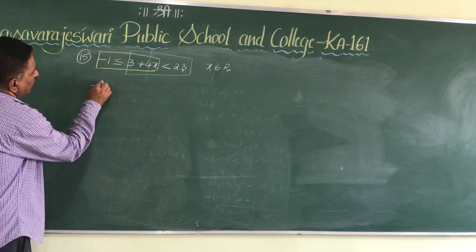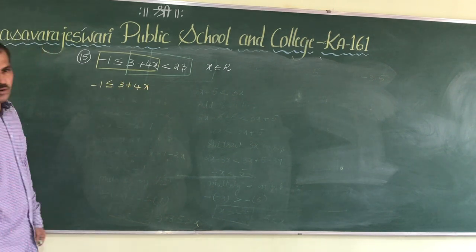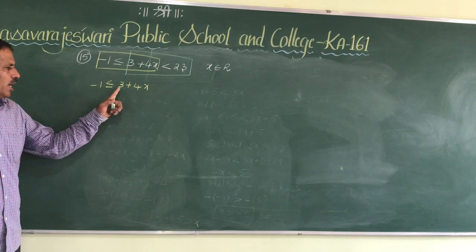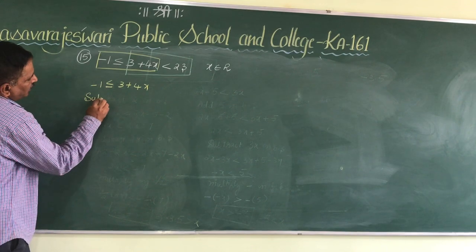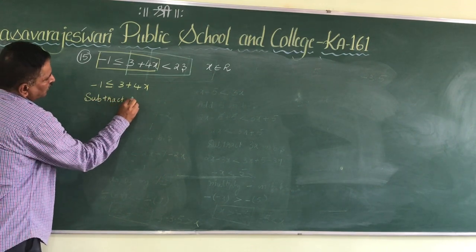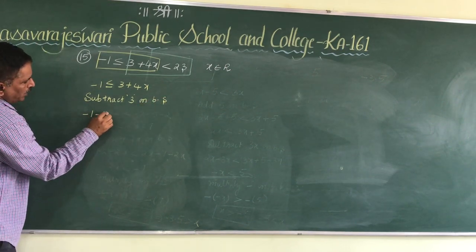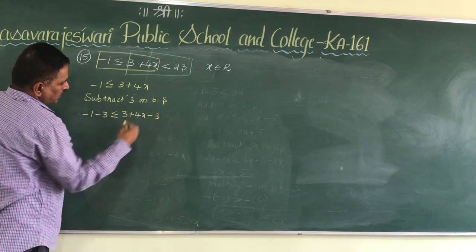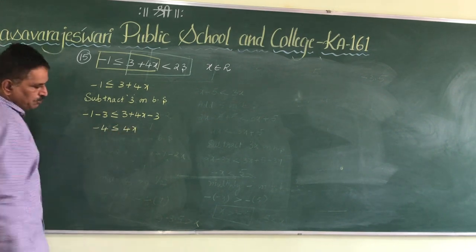First I will take minus 1 less than or equal to 3 plus 4x. So I write the variable on one side, constant on the other side. What I can do is remove this plus 3. To remove that, I have to subtract 3 on both sides. So what happens? Minus 1 minus 3 is less than or equal to 3 plus 4x minus 3. So minus 4 is less than or equal to 4x.